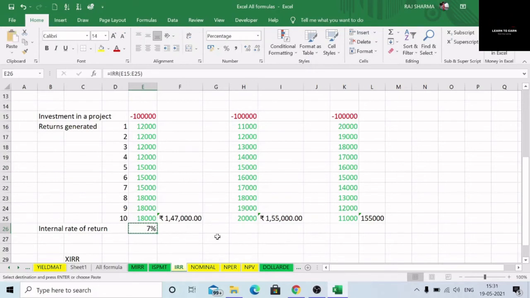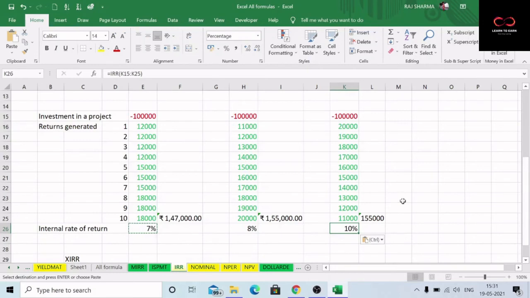Let us work it out for the second project. I will simply copy paste this, and the formula will also get pasted. We can see the second project is generating 8% return, and the third project is generating 10% return, even though the total value generated during this period is the same. Why? Because in this investment I am getting a higher corpus at the beginning, so I will be able to reinvest it somewhere else and fetch more returns. This is why it generates a higher internal rate of return.